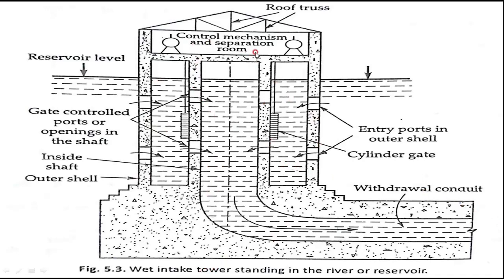Why? Because this is actually called the intake structure. This outer cover is not called the intake. This is called the intake structure, where the water enters the outer shell first, and after that it will enter into the inner cell. From the inner cell it will pass through withdrawal conduits, thereby going to the treatment plant. Therefore it is called a wet type intake structure.